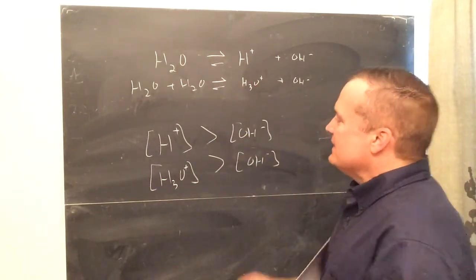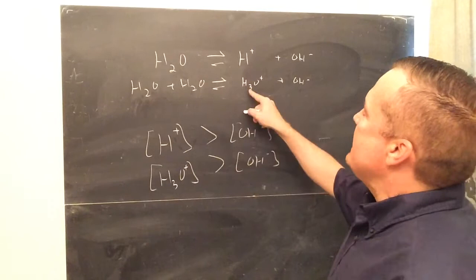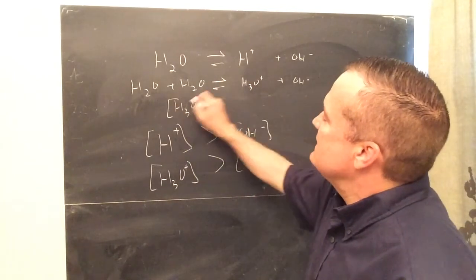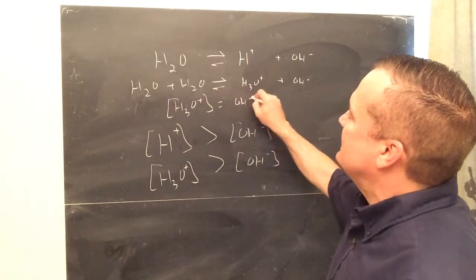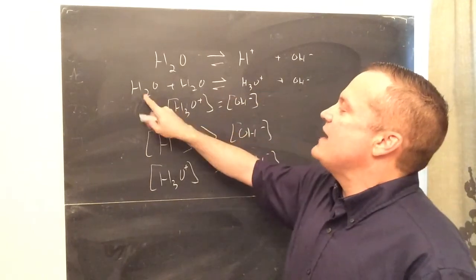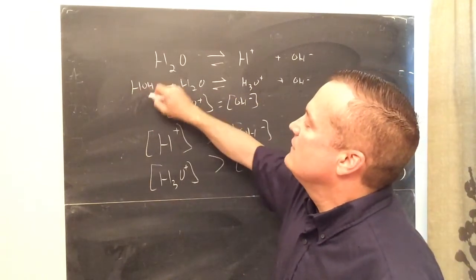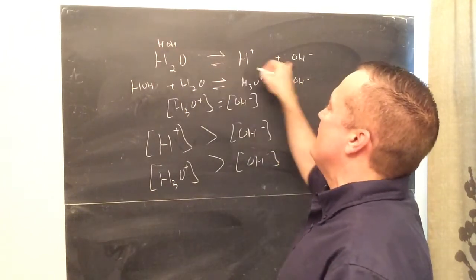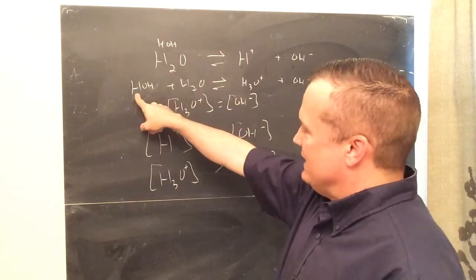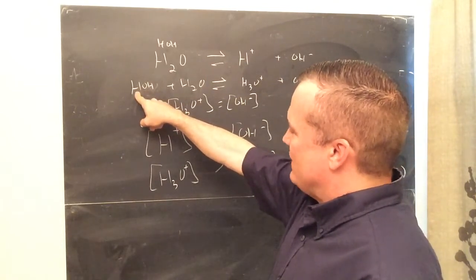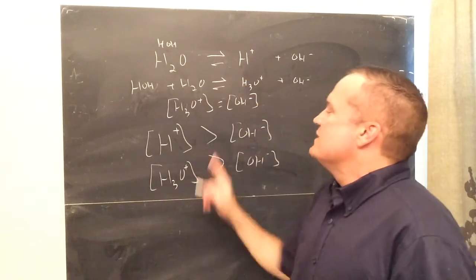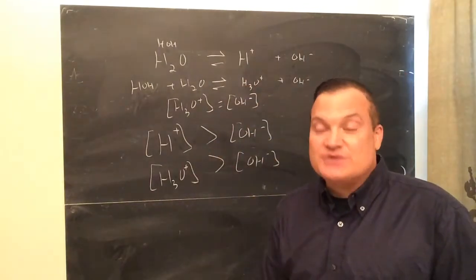Now, here's the point. In pure water, H3O+ is equal to OH-. It makes sense. For every H2O that breaks up, if I want to put HOH, think about that, you get one H and one OH. The first equation tells you that: one H and one OH. It's just that in this equation, I have the H attaching to the water molecule, H3O+. So if it's equal, it's a neutral solution.